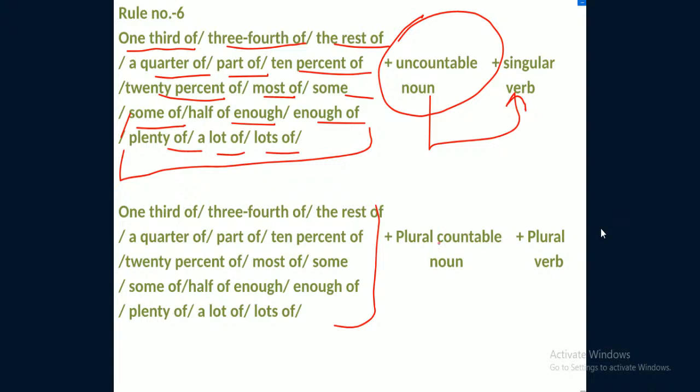If the same words are followed by plural countable noun, then in that case, plural verb will be used. Right? These are certain words. If the same words are followed by uncountable nouns, singular verbs; if the same words are followed by plural countable noun, then in that case, plural verb is used. Is that clear to everyone? Okay. Now, let us consider these sentences.